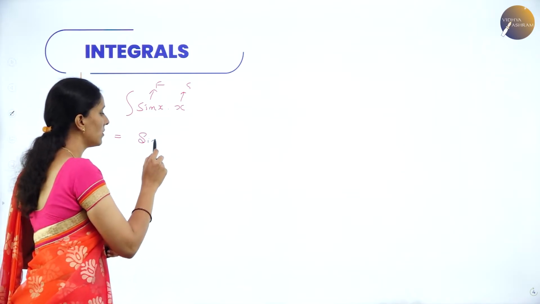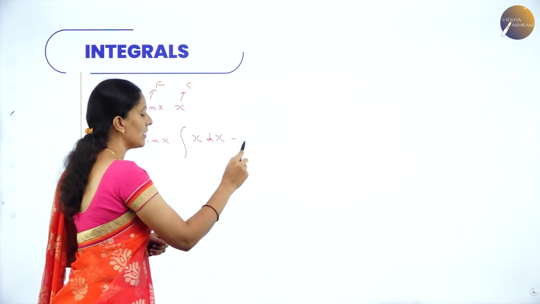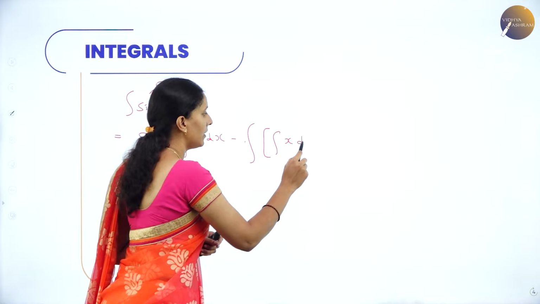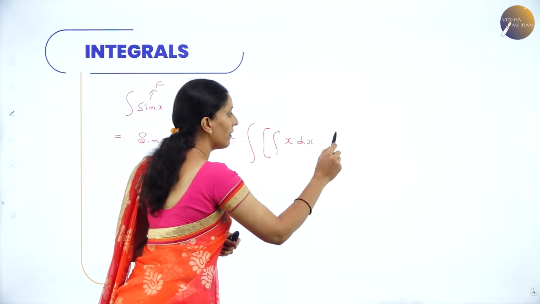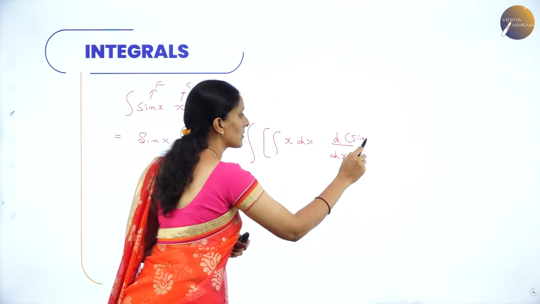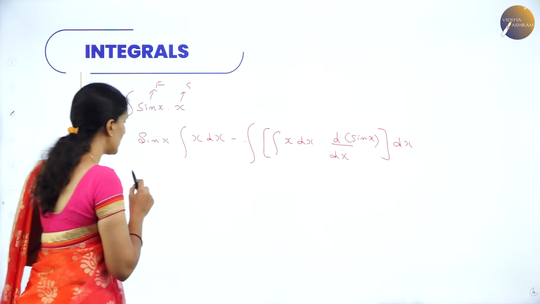First function, integral of the second, minus integral of the second into derivative of the first function, that is derivative of sin x with respect to dx. Now let us take it.